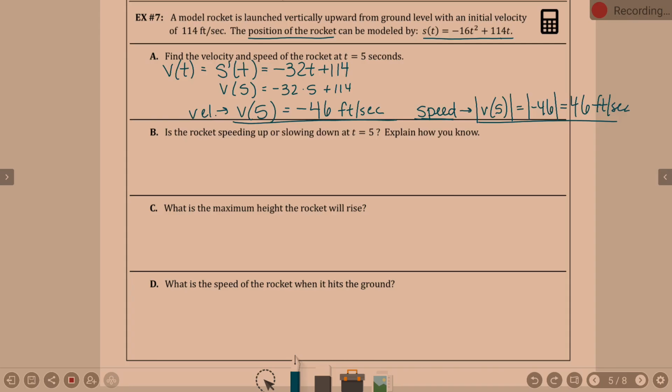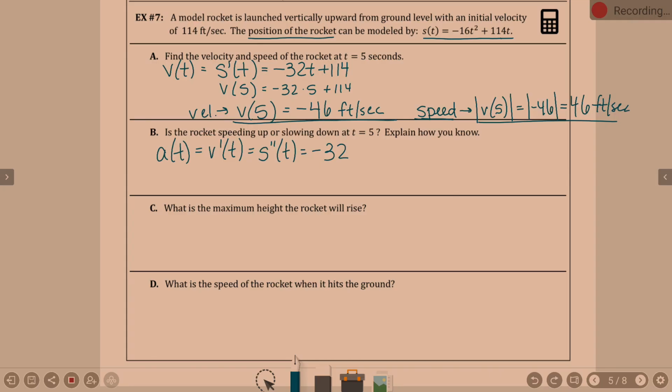Is the rocket speeding up or slowing down at time 5? Well, you have to find the acceleration, right? Correct. Because you're looking at, are the signs the same or are the signs different? And acceleration would just be negative 32, because acceleration is the derivative of velocity. Or, if you prefer, it's the second derivative of position. So it'd be speeding up because both the velocity and acceleration are negative.